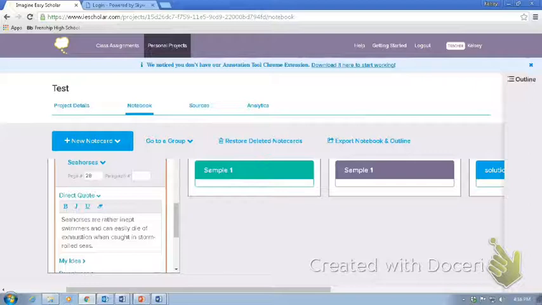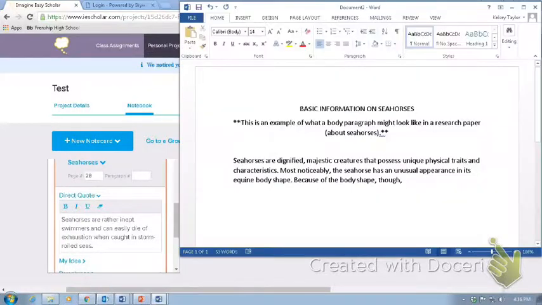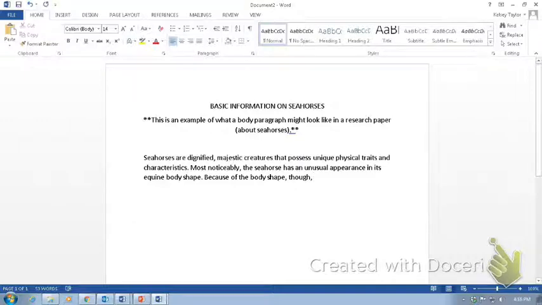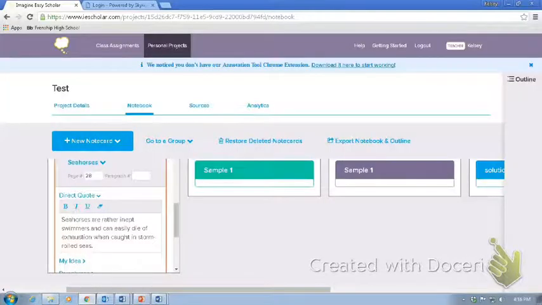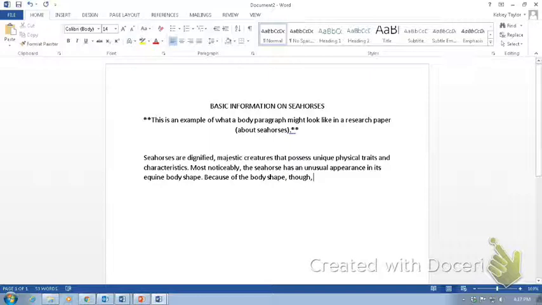So I'm going to go back to my Word document right here. And I'm going to say because of the body shape, though, and then I'm going to start with seahorses are rather inept swimmers and can easily die of exhaustion. I'm going to stop right here. I don't have to use all of the quote, so I can stop whenever I want. So I'm going to stop after exhaustion. All right, so because of the body shape, though, seahorses are rather inept swimmers and can easily die of exhaustion.